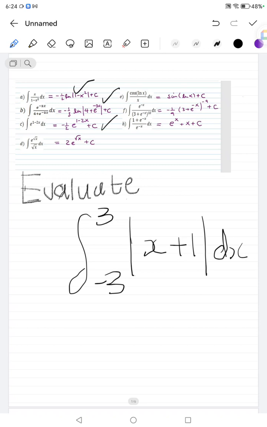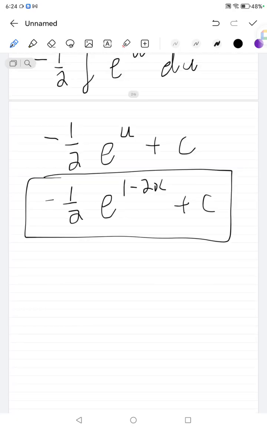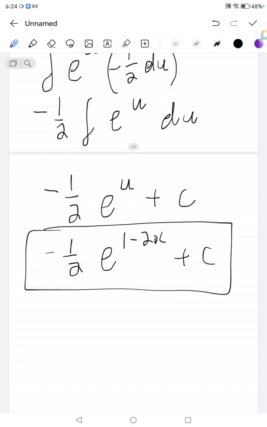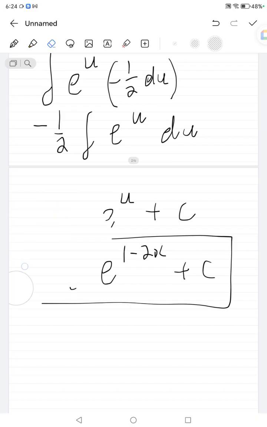Then the fourth one is e to the exponent root of x over root of x. Let me just also erase this one.